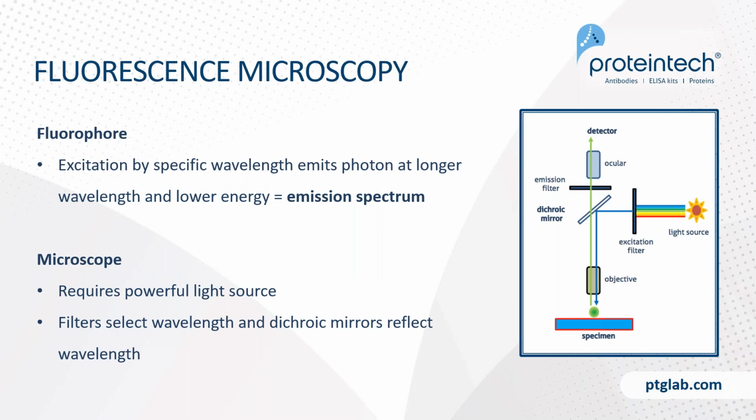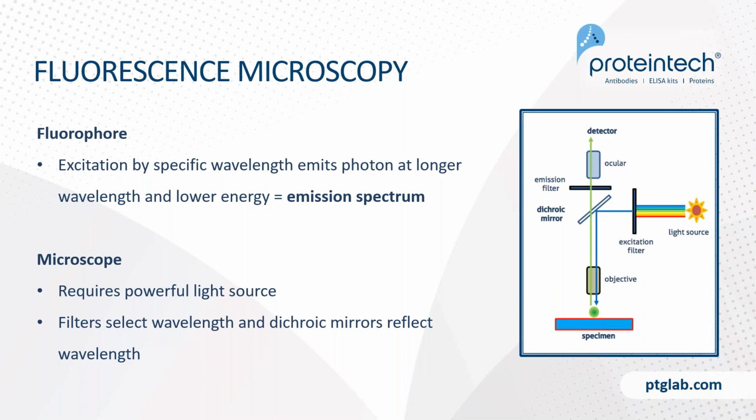So now we're going to talk about how we image our samples. As mentioned before, a fluorophore is what is attached to either our primary or secondary antibody. The way that fluorophores work is that we shine a specific wavelength of light, and this causes the fluorophore to emit a photon at a longer wavelength and lower energy. This emitted light is called our emission spectrum.